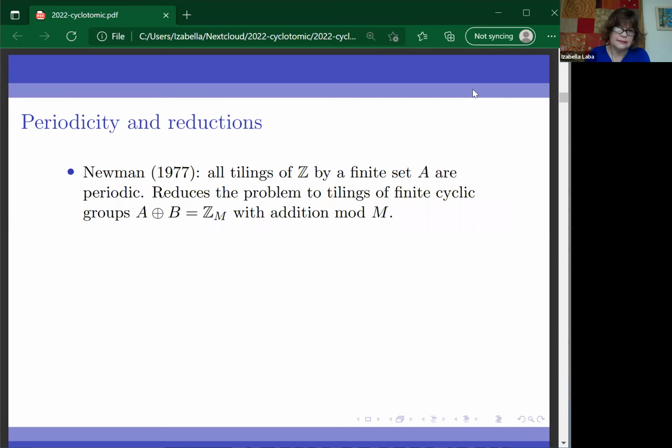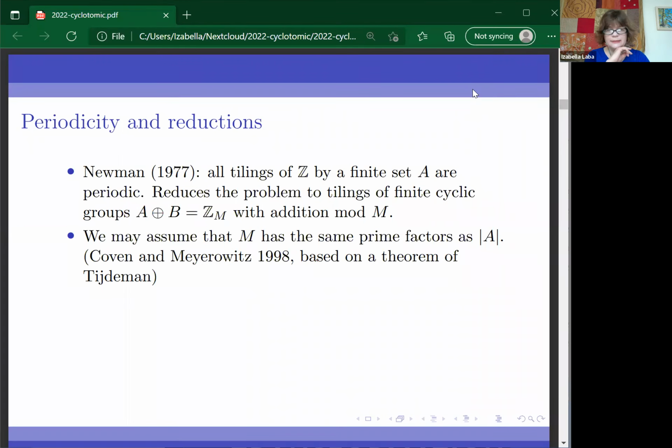One is a classic result due to Newman. This is based on just pigeonholing, and it says that all tilings of the integers by a finite set are periodic. And that reduces the problem to tilings of finite cyclic groups with addition mod n. Newman's estimate of the tiling period was not optimal. It's what you get from the pigeonholing argument. There is now a better one due to Greenfeld and Tal, but that's a whole different story.